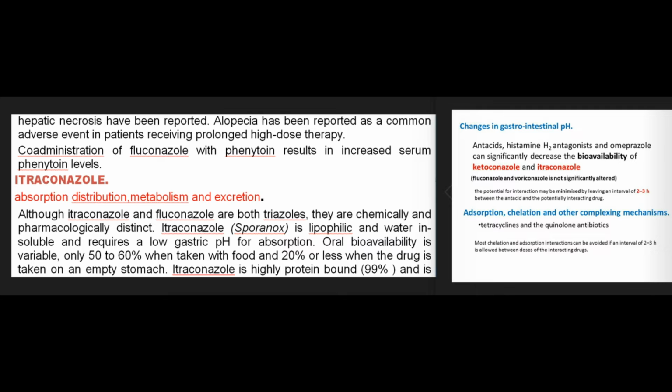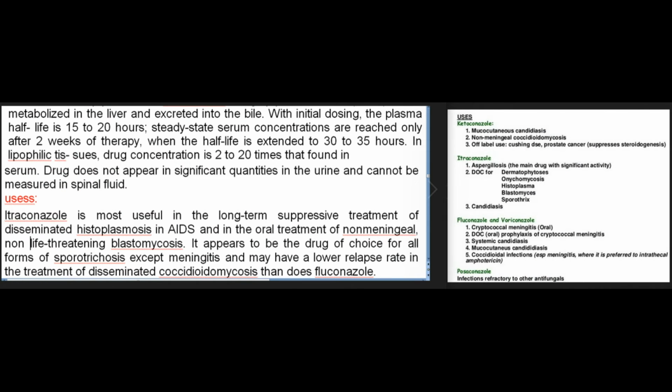Itraconazole is highly protein-bound, 99%, and is metabolized in the liver and excreted into the bile. With initial dosing, the plasma half-life is 15 to 20 hours; steady-state serum concentrations are reached only after 2 weeks of therapy, when the half-life is extended to 30 to 35 hours. In lipophilic tissues, drug concentration is 2 to 20 times that found in serum. Drug does not appear in significant quantities in the urine and cannot be measured in spinal fluid.